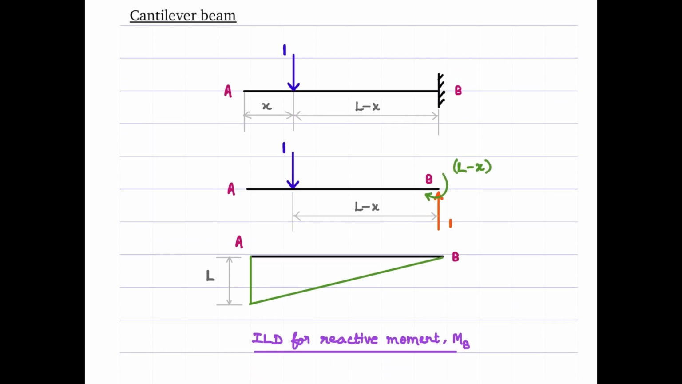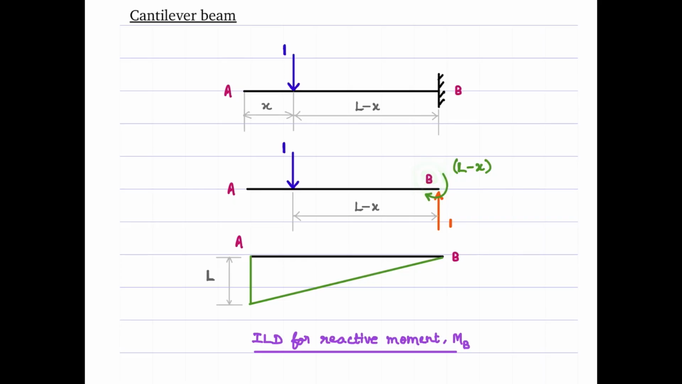Now we will go to the case of the cantilever and see what happens to the reactive moment this time. So I'm going to allow this unit load to traverse from the left hand to the right hand, and then I'm going to find out what is the reactive moment at B. Again, you can follow the same steps: place this unit load at a random location x, and then get the expression for the reactive component of your interest.